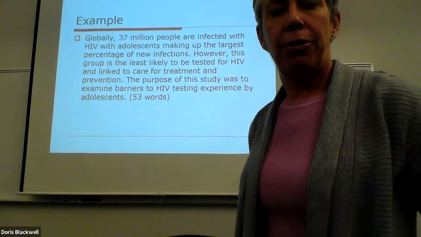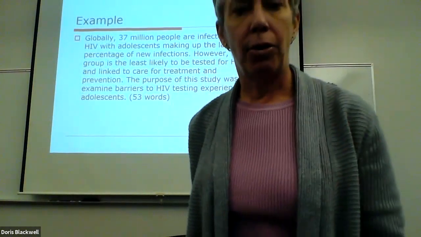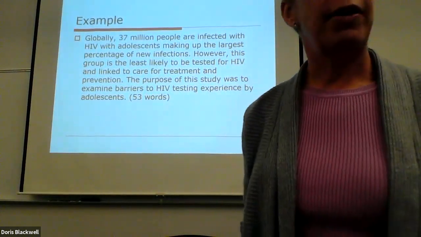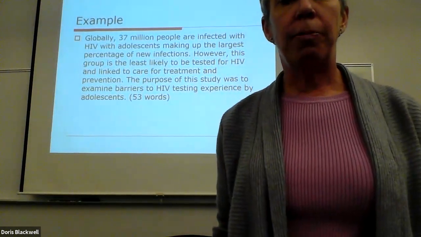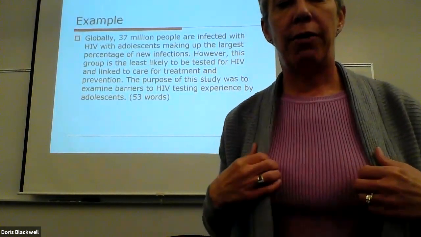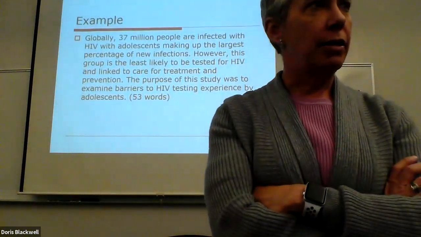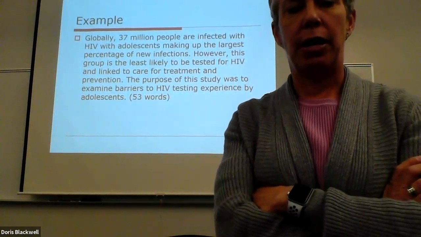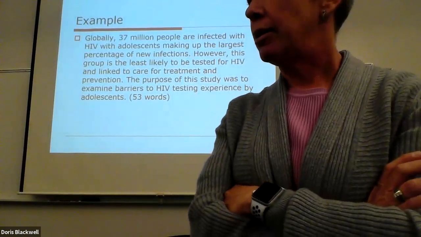Globally, 37 million people are infected with HIV, with adolescents making up the largest percentage of new infections. So I'm probably going to be talking about HIV and adolescents, right? However, this group is the least likely to be tested for HIV and linked to care for treatment and prevention. I'm probably going to be talking about HIV testing among adolescents because of those first two sentences, right? The purpose of the study was to examine barriers to HIV testing experienced by adolescents.